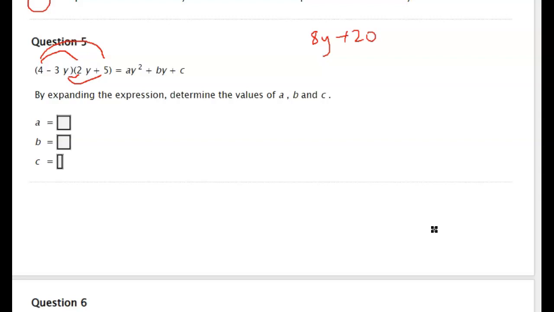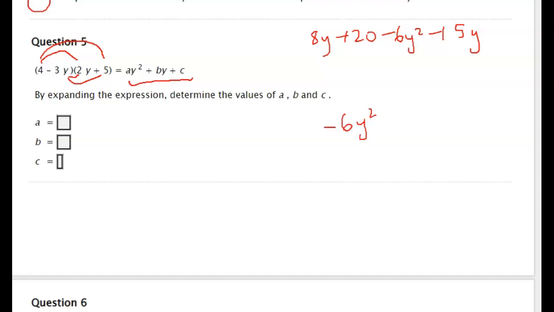Negative 3y times 2y is negative 6y squared. And then negative 3y times 5 is minus 15y. Okay, and I'm just making sure that's all good. Now we just have to rearrange so we get it in this form. Okay, so at the moment it isn't. So we're going to put our y squared term first. So we've got negative 6y squared.